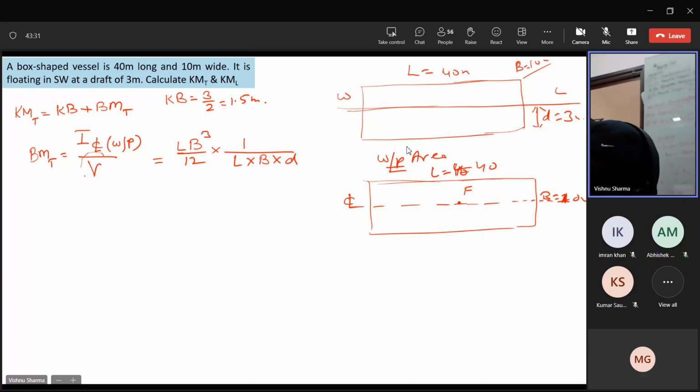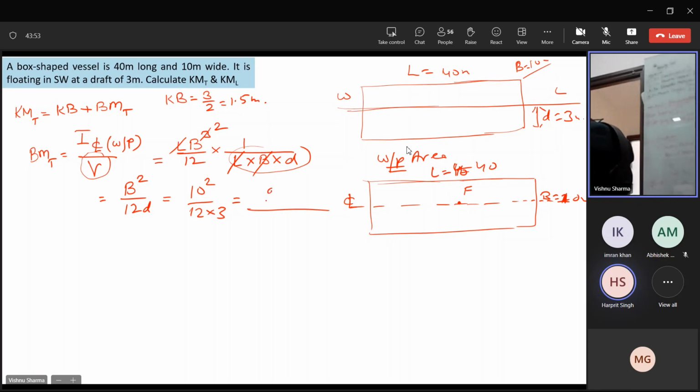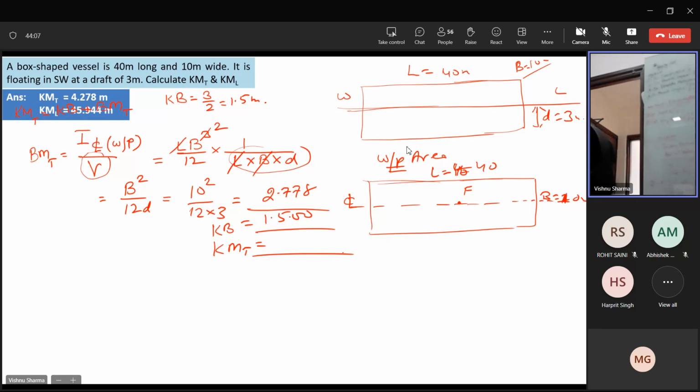Guys, can you please confirm if you're aligned with this? Correct. Right? So L gets cancelled with L. One B gets knocked off, leaving B square. And you get B square upon 12D. And what is B? 10 square by 12 into 3, and you will get 2.778. To this we will add KB of 1.500 and that will become KMT. The answer for KMT is 4.278. Correct, beta?